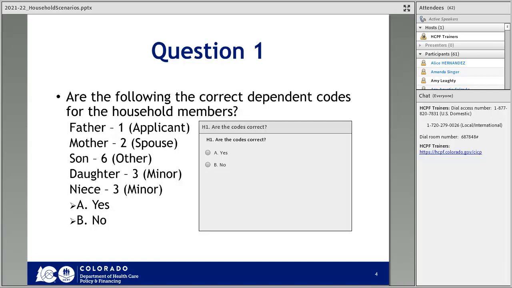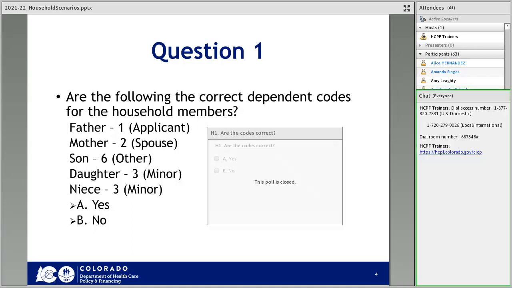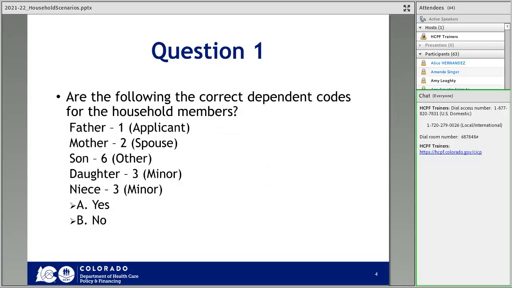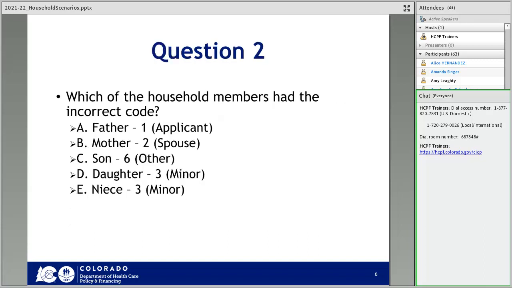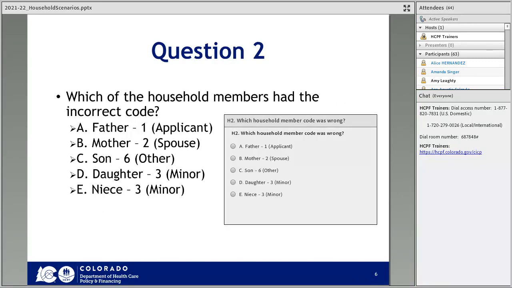Okay, so the correct answer for this one is no. One of these codes is incorrect. The second question, which one of the household members had the incorrect code?